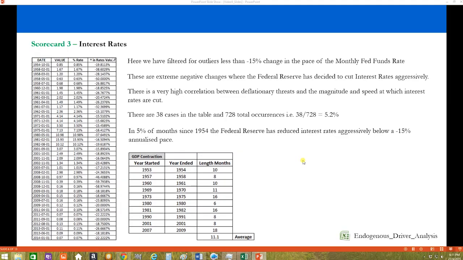So in this situation, we would expect that if the Fed is cutting interest rates extremely aggressively at a very quick pace, and if the magnitude is high, that's going to be correlated with GDP contractions. So essentially what we've got here is that we've located the data where in 5% of months since 1954, the Federal Reserve has reduced interest rates aggressively below a minus 15% pace.